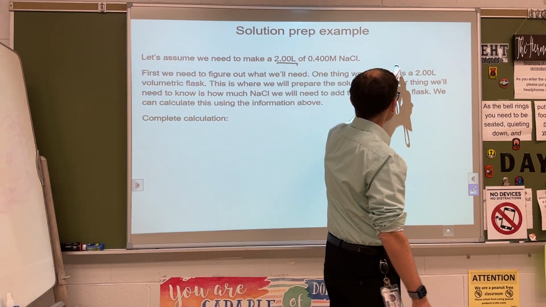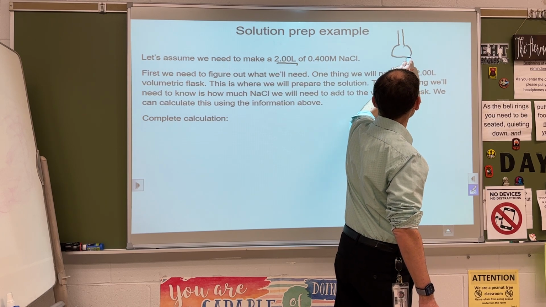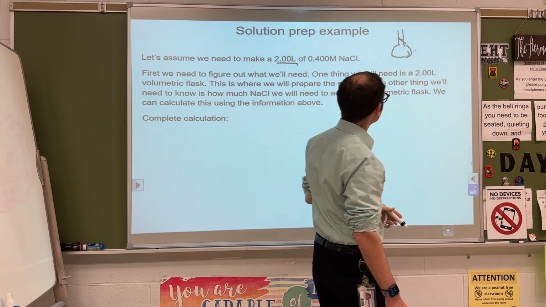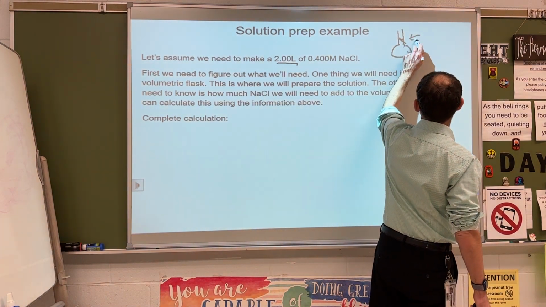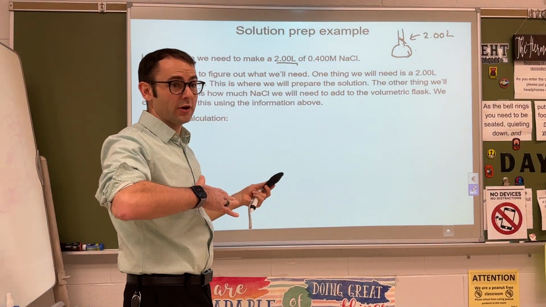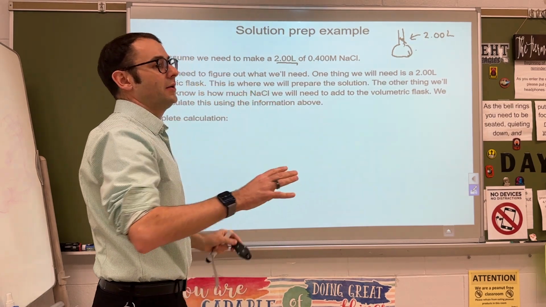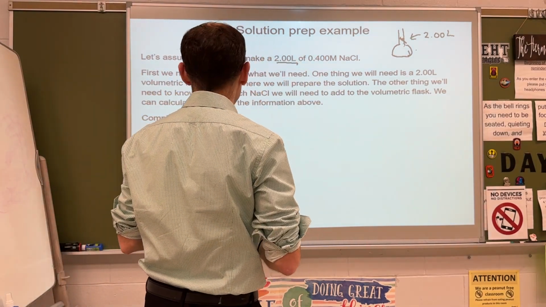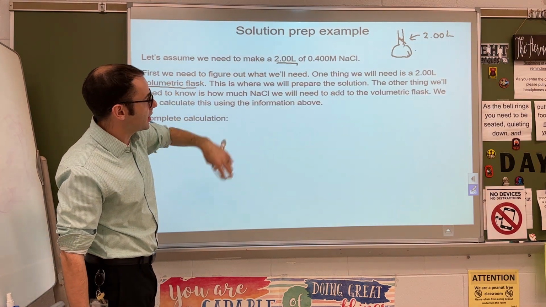And a volumetric flask looks like this. It has a flat bottom, and it has one line on it. Oh, that looks terrible. It has one line on there, and that one line is 2 liters. You can have some that are larger, you can have some that are smaller. In lab, we're going to use smaller ones. But the only thing that this can do is measure one measurement, and that one measurement for this one is 2 liters because it has a line for that there. It's called a volumetric flask. This is where we're going to prepare our solution.